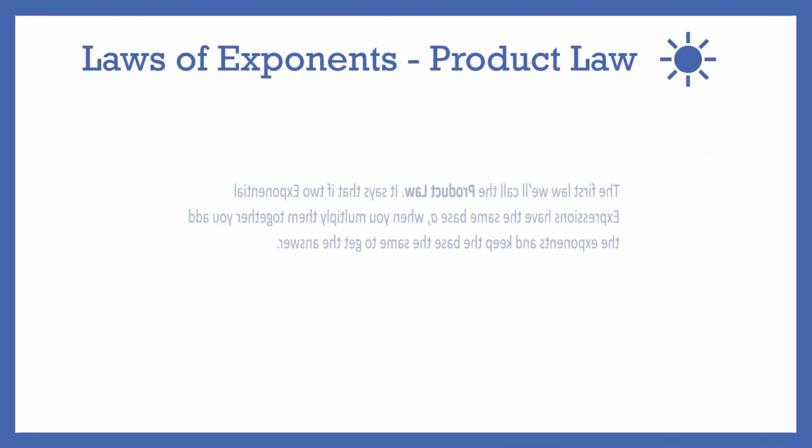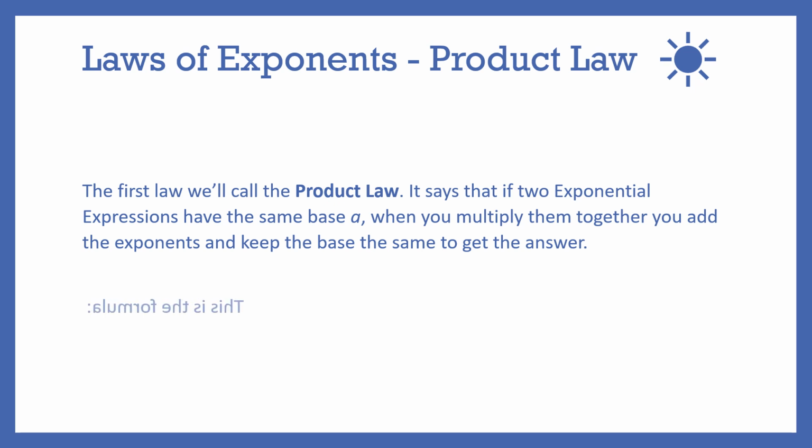The first law we'll call the product law. It says that if two exponential expressions have the same base a, when you multiply them together, you add the exponents and keep the base the same to get the answer.